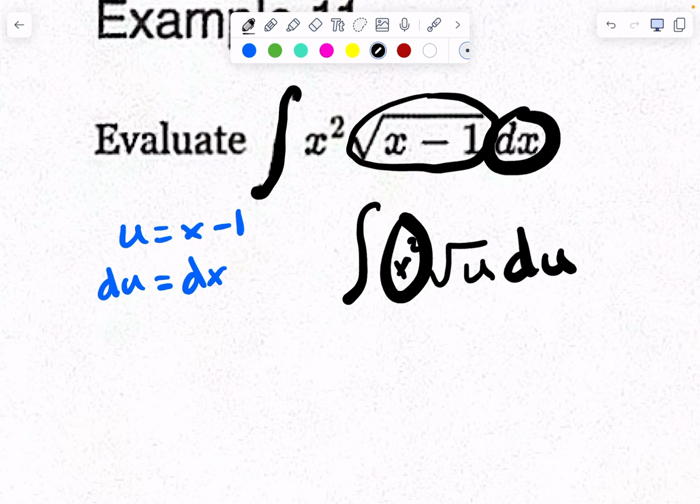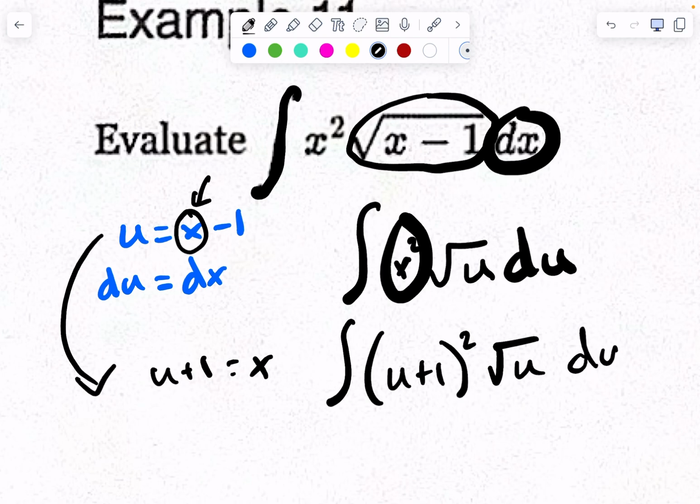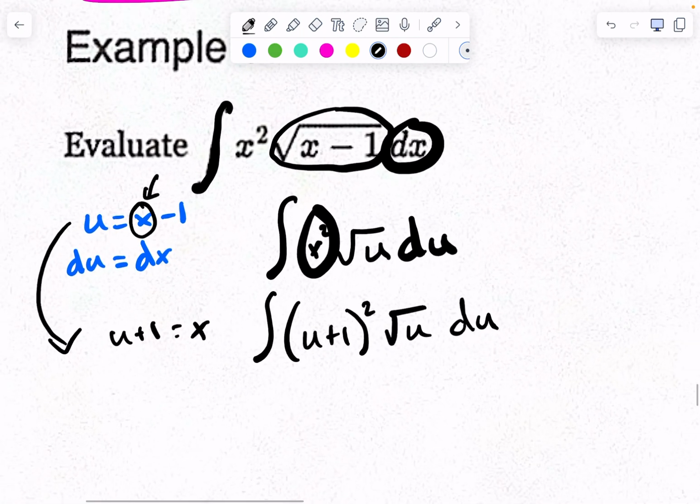We know x is u plus 1, right? If I'm trying to solve for x in relationship to u, x is equal to u plus 1. So instead, I'm going to have u plus 1, that guy squared, square root of u, du. Now we've got to distribute that thing, right? Do we see what we just did, though?